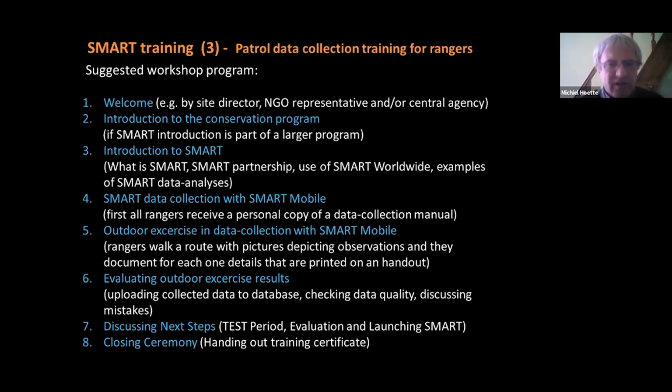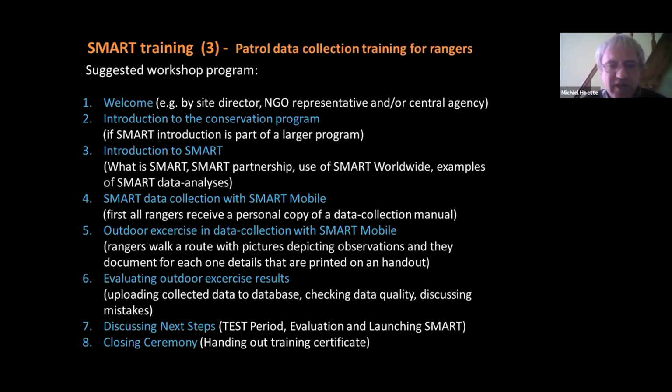Then during that outdoor exercise, you ask the rangers to practice with data collection, and then when they come back to the workshop venue, you upload those data into the database and you check them and discuss it with the rangers who have collected that data, and if they made any mistakes, try to address them and explain how those mistakes can be corrected.